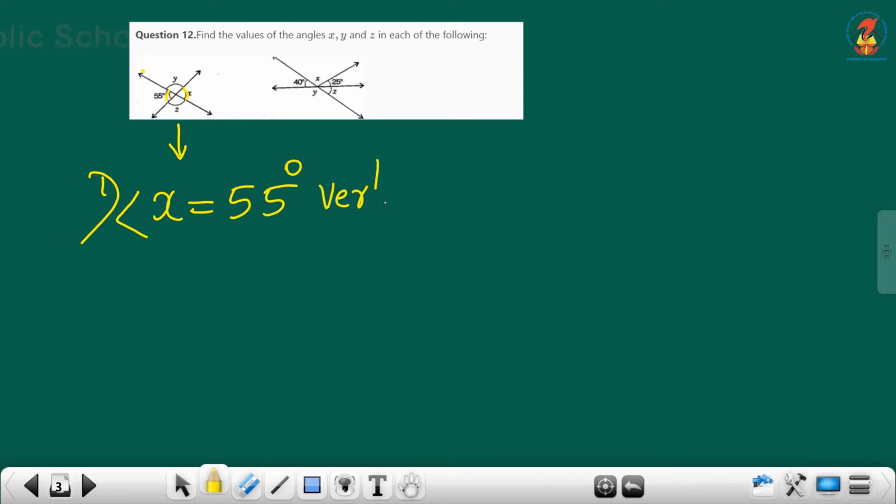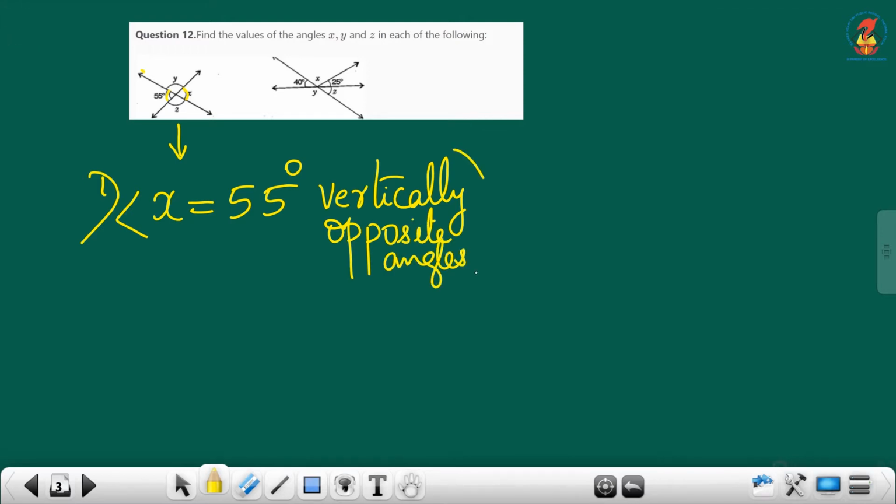What is the reason? Vertically opposite angles are equal. So angle x is equal to 55 degree, and we got the value of x. Now we have to find the value of y and z.